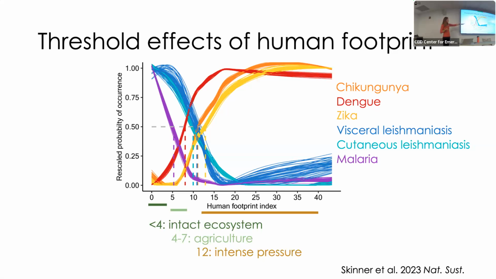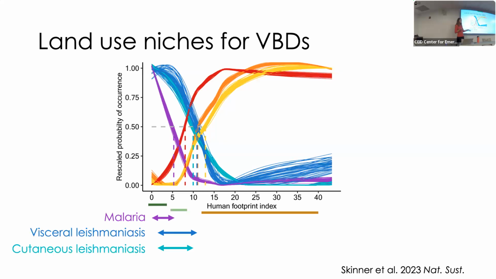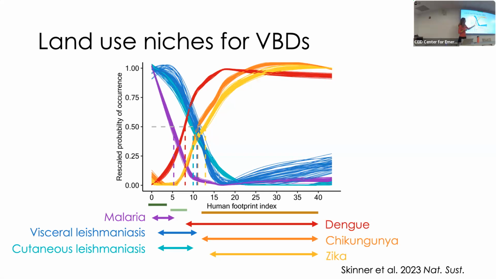So we can now use this kind of mapping to identify the land use niches for these vector-borne diseases. And what we find is that malaria has this kind of intact ecosystem to early stages of agriculture niche. Once we hit a human footprint of 5, malaria incidence is really much less likely to occur. Visceral and cutaneous leishmaniasis persist through the agricultural intensification stage to a human footprint of about 10 to 11. Dengue starts to pick up around that same level. So as we're starting to see the decline in leishmaniasis, we start to see increases in dengue. And then chikungunya and Zika had even higher threshold values of human footprint.